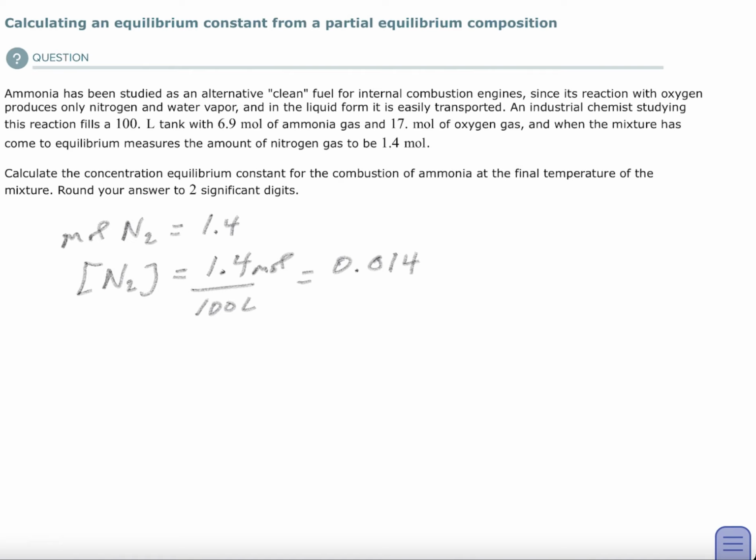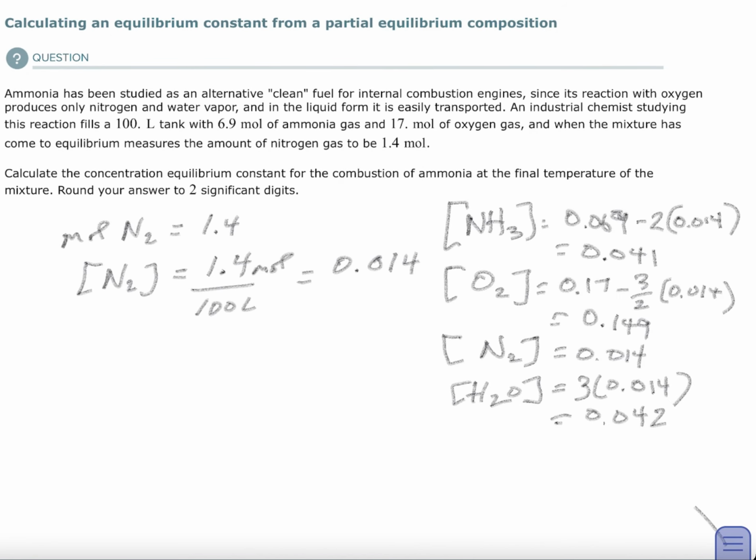Now you're given 1.4 moles of nitrogen gas at equilibrium. So I need to put that in molarity. Remember, that's not molarity, it's moles. Molarity is moles divided by liters. So 1.4 moles divided by 100 liters is 0.014 molar, and that's expressed with the brackets. So I just filled in 0.014 for each of the x's. We did this a couple slides ago, and we see that we've got numbers for each one.